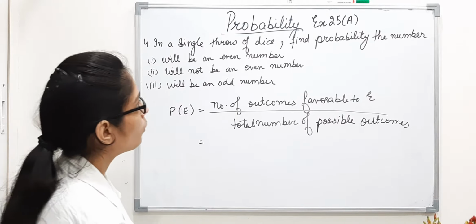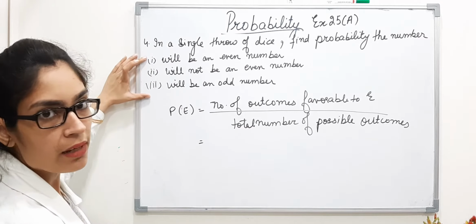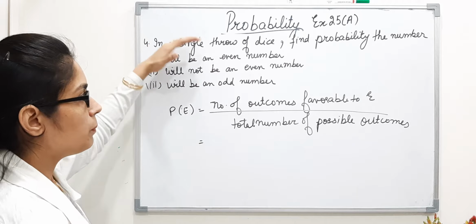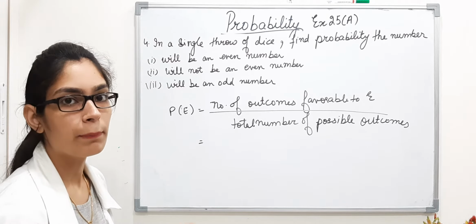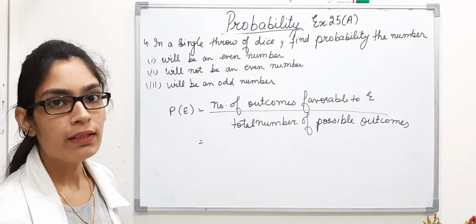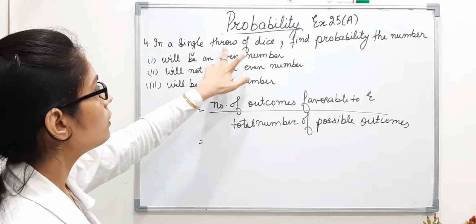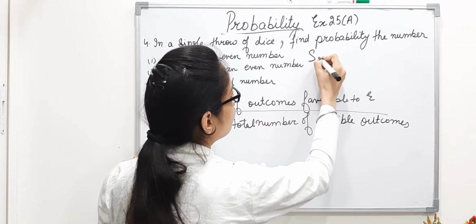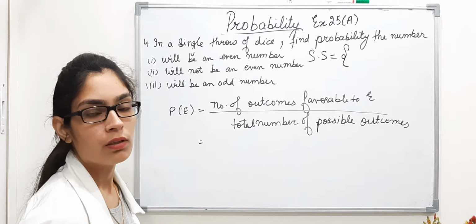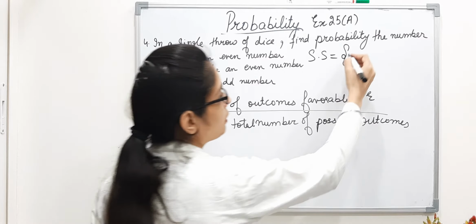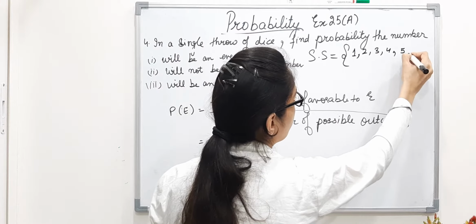In a single throw of dice, find the probability of the number. So three parts they have given us. The parts we will see later. First thing, you have to create a sample space. Sample space means you have to write the total number of possible outcomes. So again, single throw of dice. Single throw of dice sample space will be dice. It has only 6 outcomes because only 6 numbers are there. 1, 2, 3, 4, 5, 6.